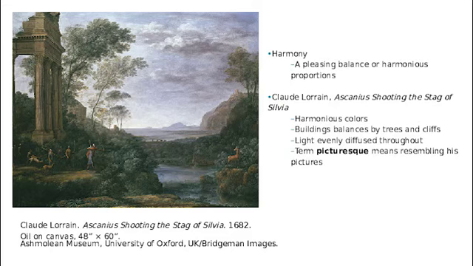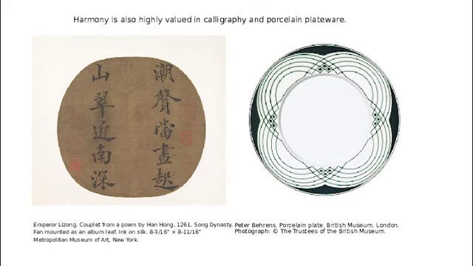Harmony is also highly valued in calligraphy and porcelain plateware too. These are two examples where you can see the harmony is just the main feature of what makes this art what it is. For both of these, there's so much emphasis on the balance and just the perfect, clean balance of pattern. I feel like I'm saying the word balance too much here, but it's very much about balance, at least in these two pieces.